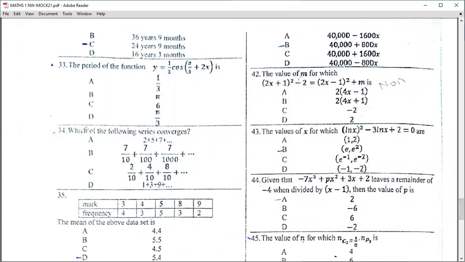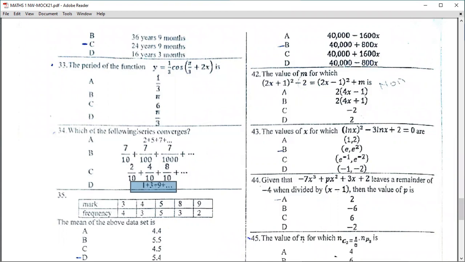Now, question number 34: which of the following series is convergent? Know that the only series that will be convergent here is a series that is decreasing. For example, look at this first one. It is 2 on 10. The denominator here is constant. So C will not converge. It will only continue to increase. D will also not converge. It will also continue to increase.